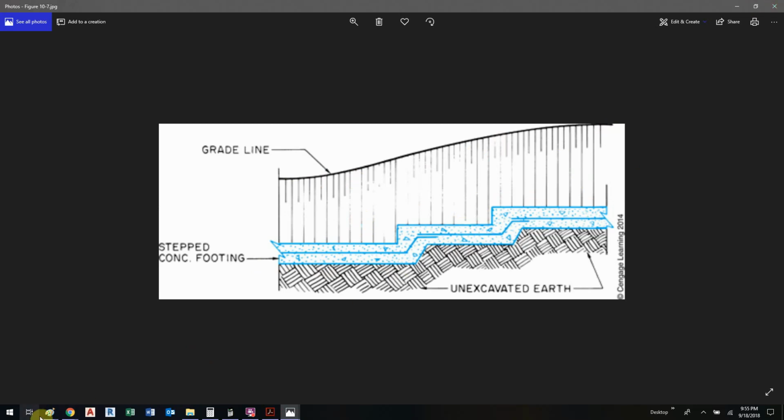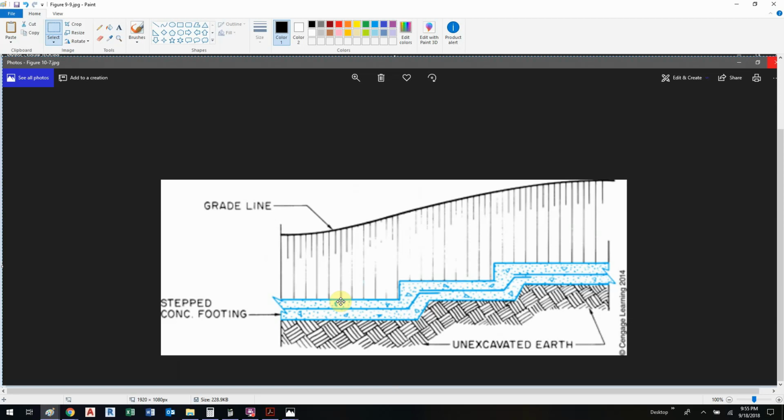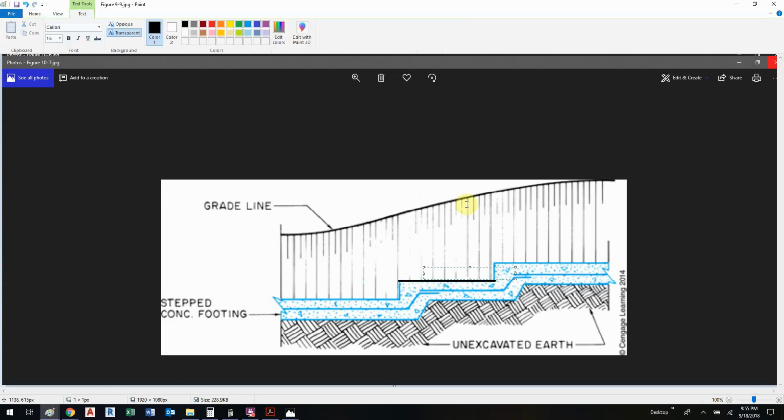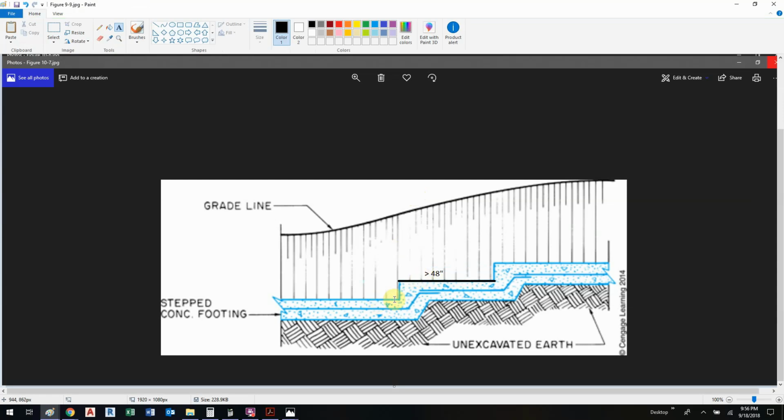So what are our maximums and minimums on this? In this particular case, the code tells us that any flat, from here to there, must be greater than 48 inches. Now, why is that? I mean, it can be 100 feet. It can be 300 feet. It just can't be 2 feet. It has to be 4 feet or 48 inches.